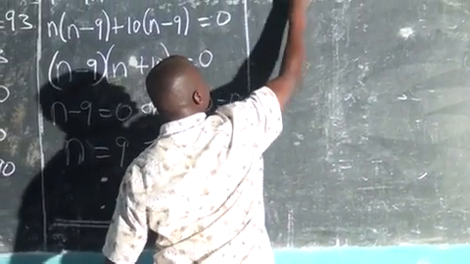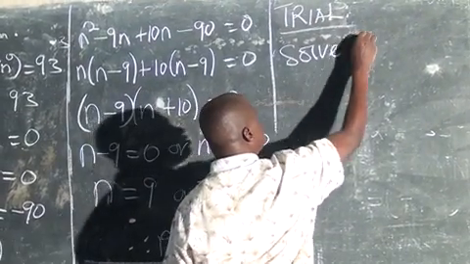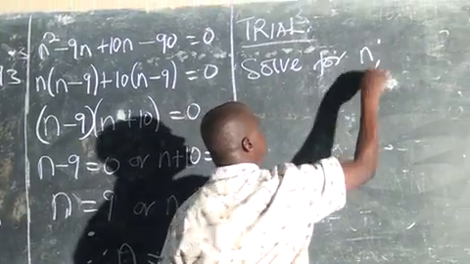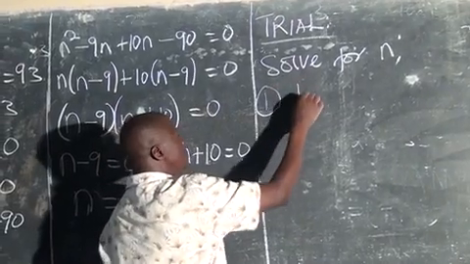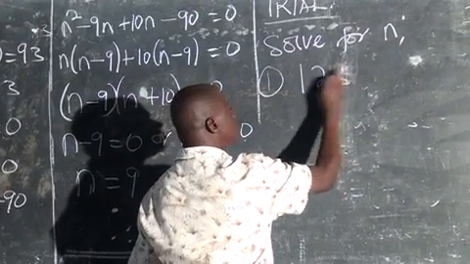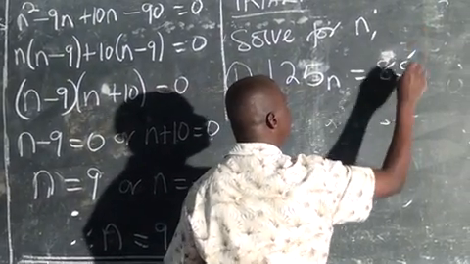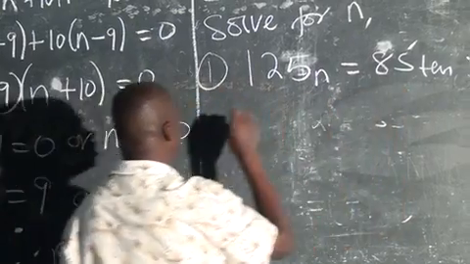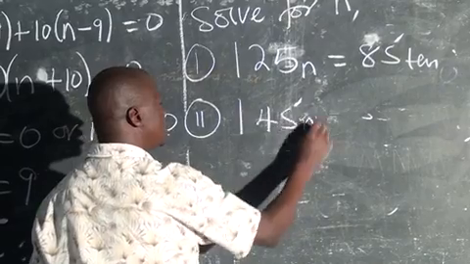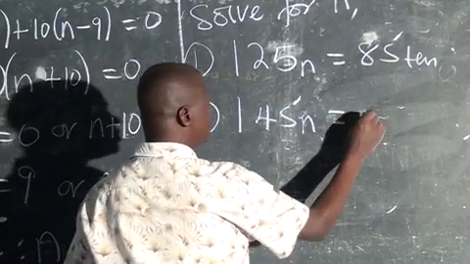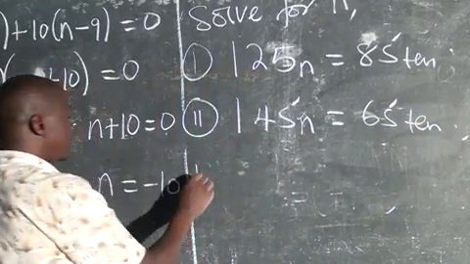Yes, this is what we have. Solve for n. Number 1, 2, 3: 1 2 5 base n gives 85 base 10. Next, 1 4 5 base n gives 65 base 10.